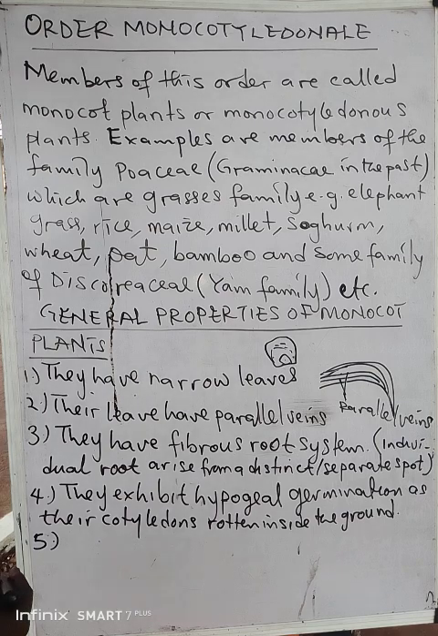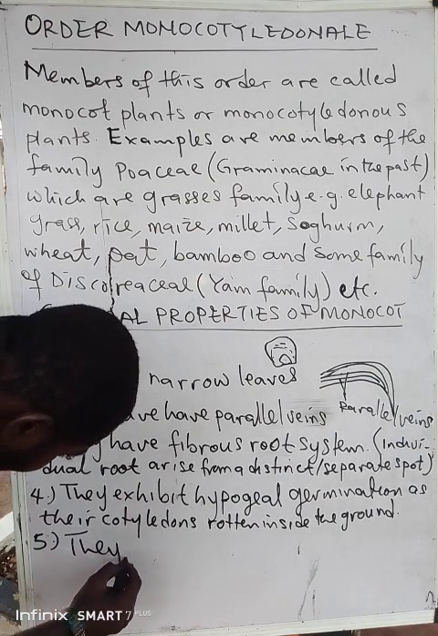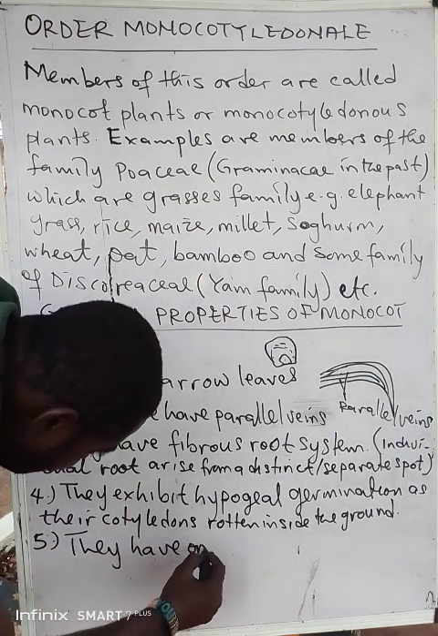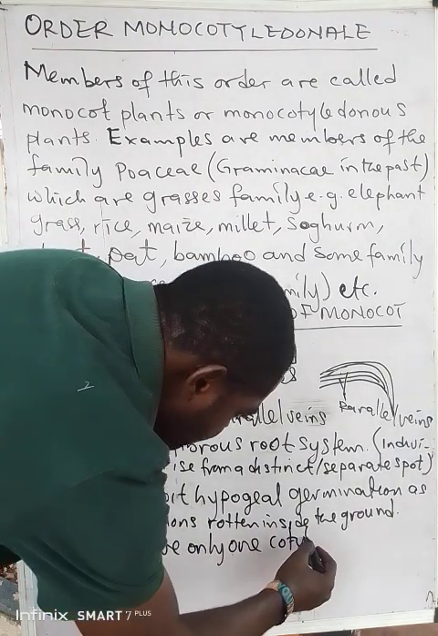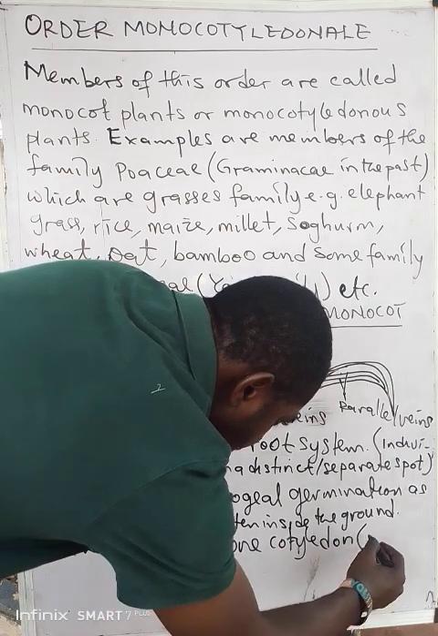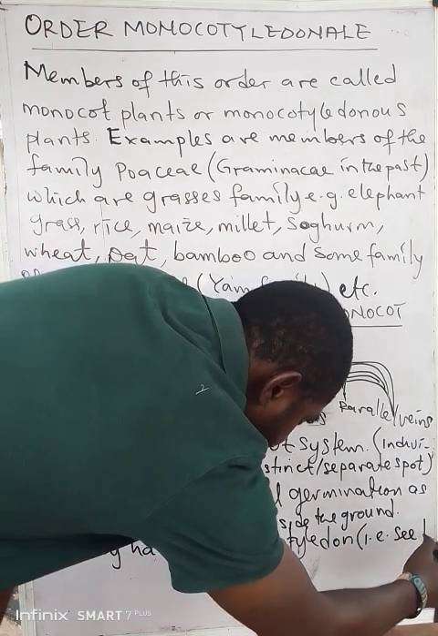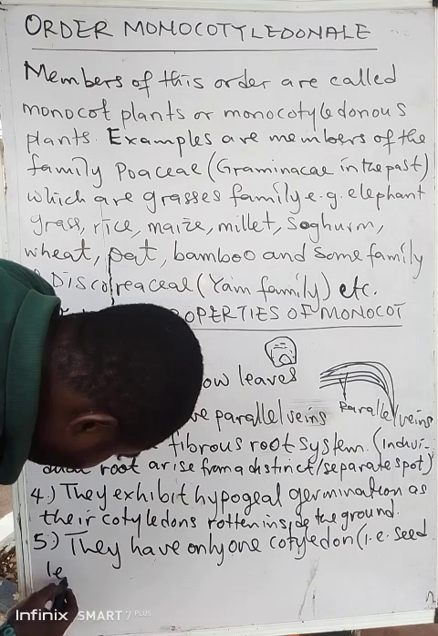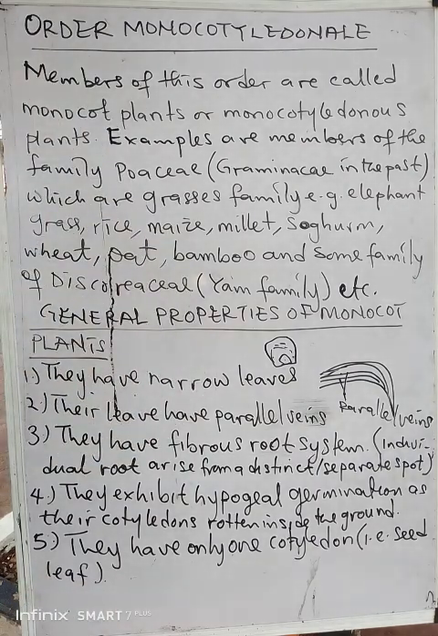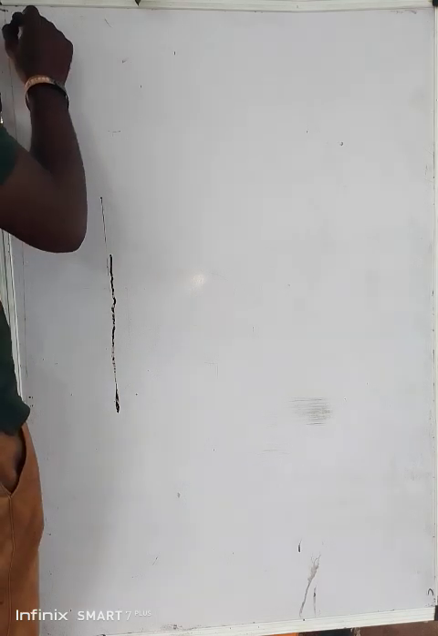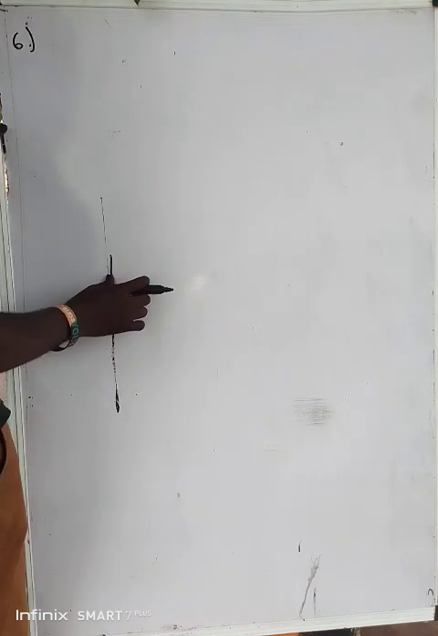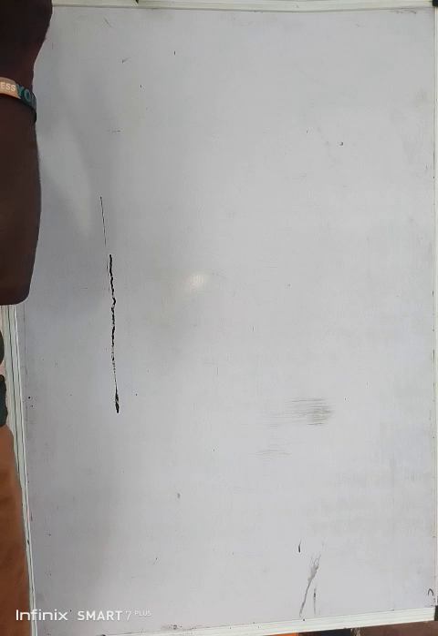So they have only one cotyledon. Only one cotyledon, that is seed leaf. Only one seed leaf. Another word for cotyledon is seed leaf. Okay, number six. The general properties of monocotyledonous plants.